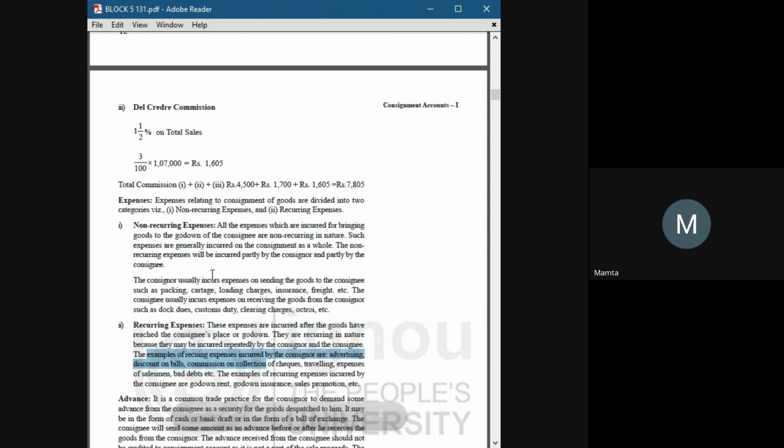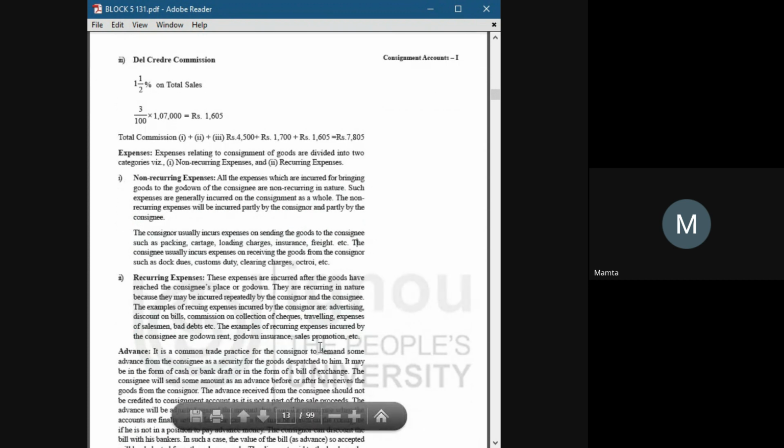And non-recurring expenses, which will not be incurred again and again, are known as non-recurring expenses. These expenses are packaging, cartage, loading charges, insurance, and freight. Once the goods are received by the consignee and put in their godown, in their wholesale area, then from there recurring expenses start.